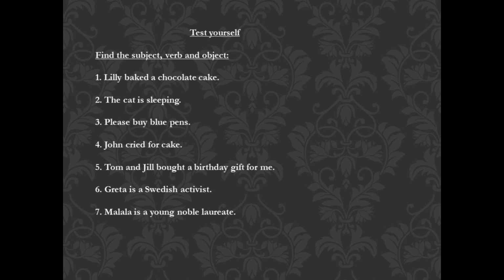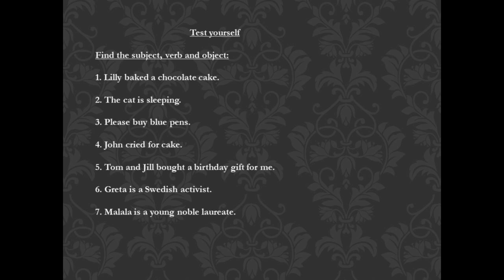You please buy blue pens. So, buy is the verb here. On asking the question, you buy what? You get an answer, blue pens. So, blue pens is the object here. You is the subject which is hidden in this sentence. Buy is the verb and blue pens is the object.